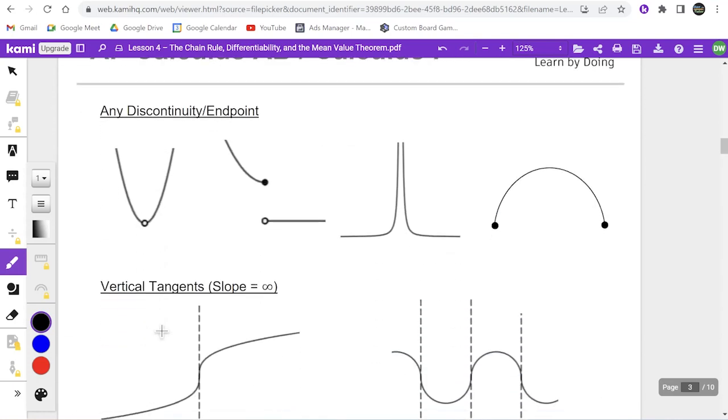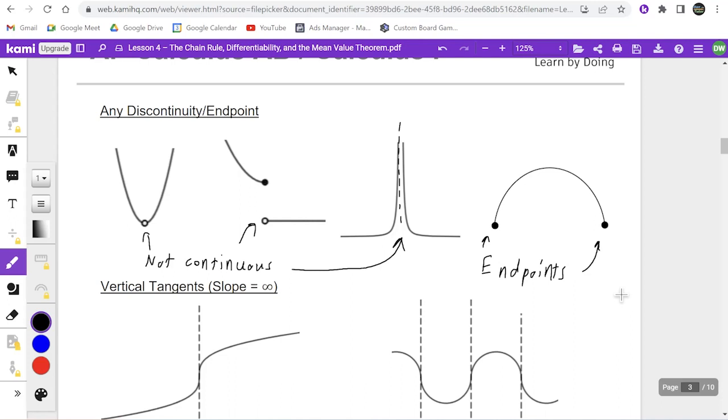Okay. Next, the next point where it's not differentiable, any discontinuity or an endpoint. So basically, we would say it's not continuous here. It's not continuous right there. It's not continuous right there because that's a vertical asymptote. I know I didn't draw it, but it's a vertical asymptote. And then here, these are endpoints. In other words, the slope actually does not exist at endpoints. Everywhere in the middle, that's perfectly fine, but not at endpoints.